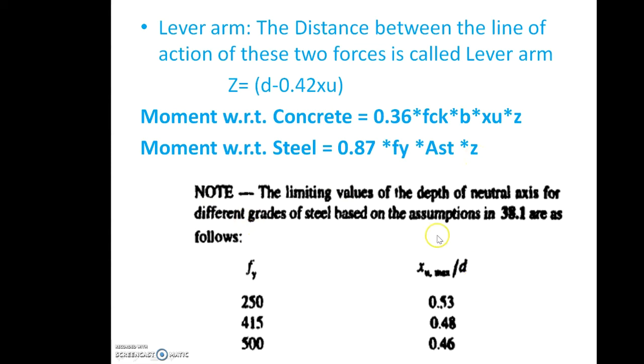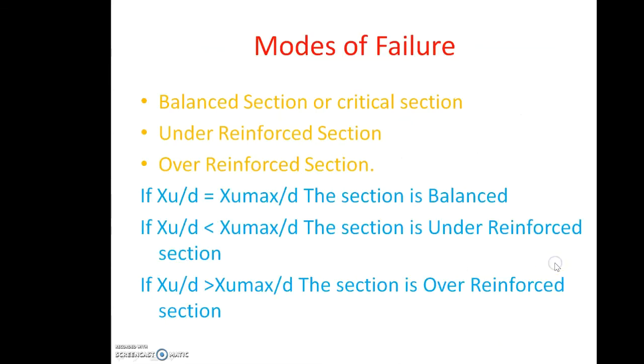So here we are having xu max by d values, which is given in the IS 456 for different types of grades of steel. That is for Fe 250 it is 0.53, and for Fe 415 it is 0.48, and for Fe 500 steel xu max by d is equal to 0.46. In this case also we are having three types of modes of failures, that is balanced section, under reinforced and over reinforced. If xu by d is equal to xu max by d, the section is balanced, and if it is less than, the section is under reinforced, and if it is greater than, the section is over reinforced.